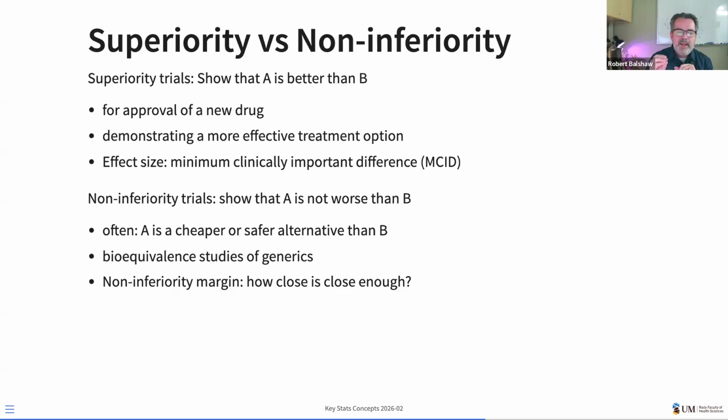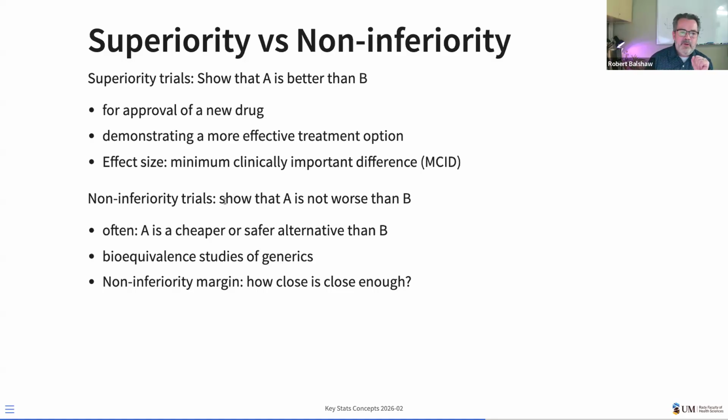Anything smaller than that, and even if we established it carefully, it would be so small that nobody would be very interested in that. It would not lead to change in clinical practice, for example, or it would just be not worth proceeding further down the pipeline. So that effect size, the minimum clinically important difference, is one of the key characteristics of a superiority trial.